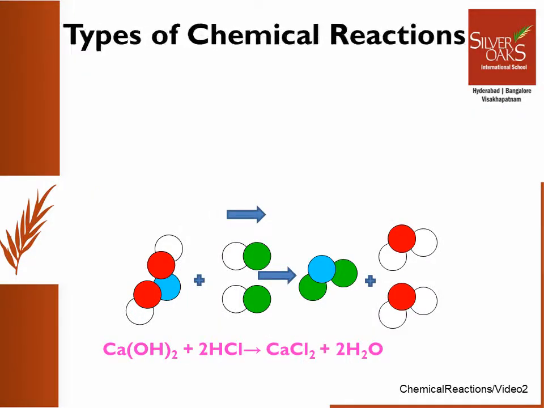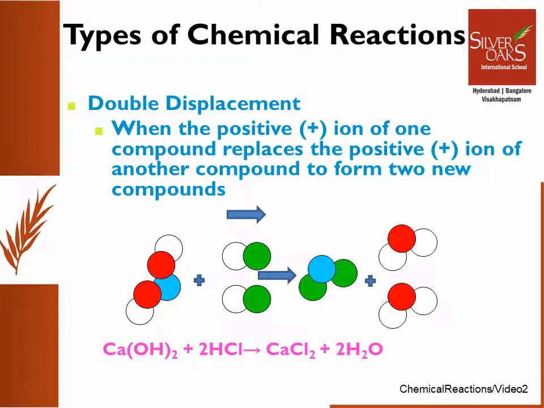The next reaction is called double displacement. In the double displacement reaction, exchange of ions takes place. If you see this example over here, AB plus CD gives AD plus CB. A is the cation part, B is the anion part, C is the cation part, D is the anion part. So A combines with D to form AD and C combines with B to form CB. In this way, the cations and anions of the reactants get exchanged to form the new products.